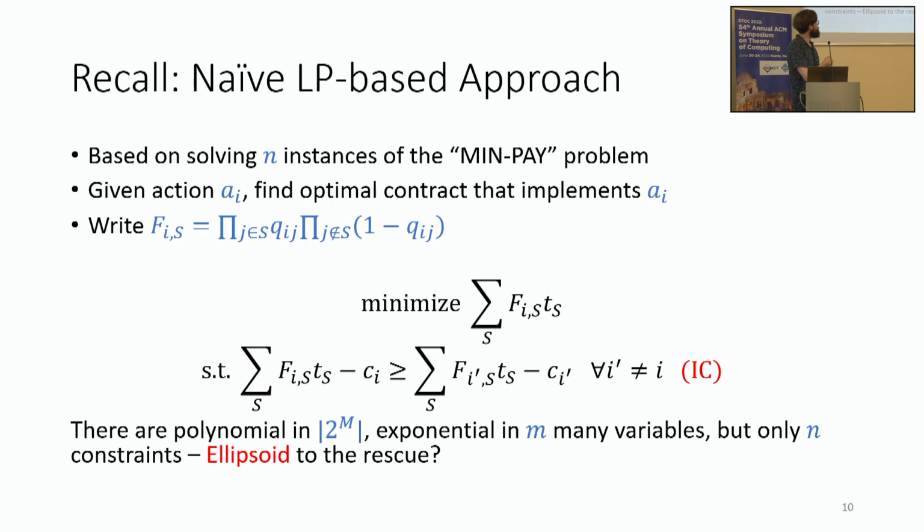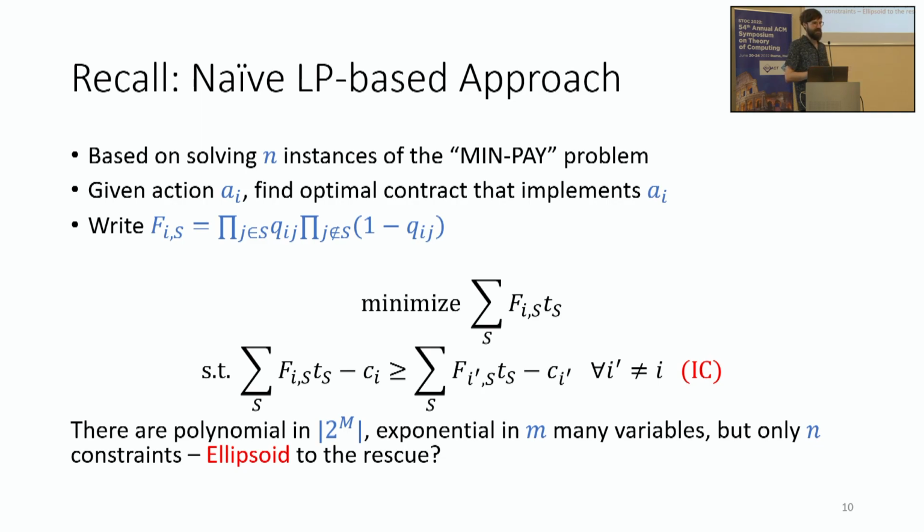and that's the payment to the agent, minus cost, so that's the utility for action I, versus any other action I prime. So it's just saying agent I should prefer action I over any other action. Okay, and the problem, of course, is that we now have exponentially many variables. So this would just yield an exponential time algorithm. On the other hand, we only have few constraints, right? We just have constraints for actions, so n-1.